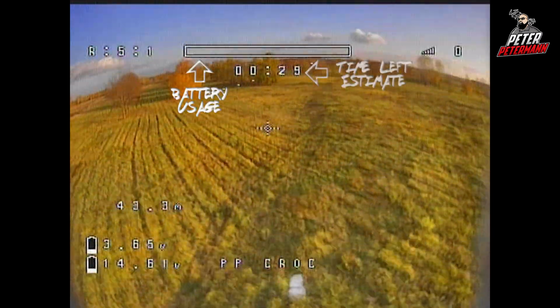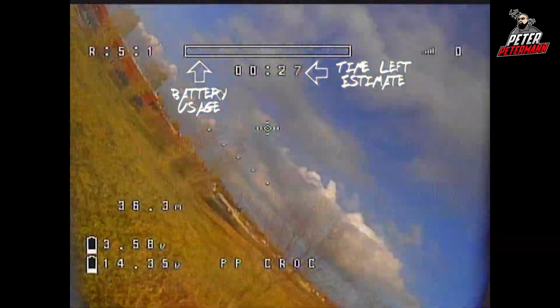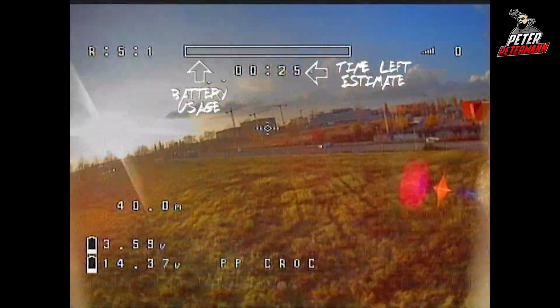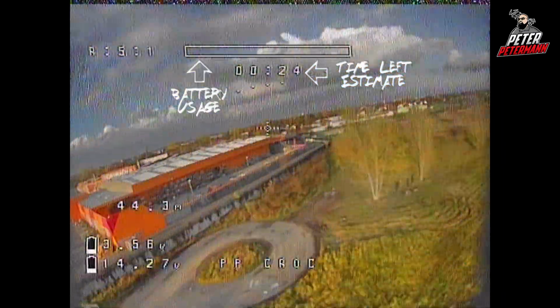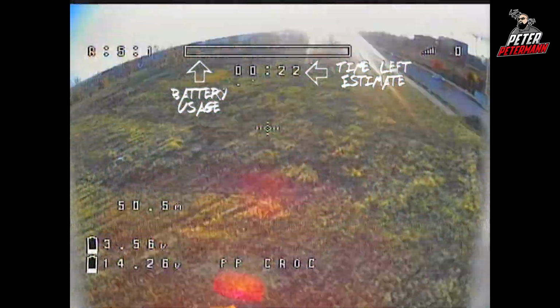Next, I have a bar indicating the battery usage and a timer that shows me an estimate of the time left. The bar with the battery usage did not work in this flight. I think there is still some calibration issue that I have to work out.